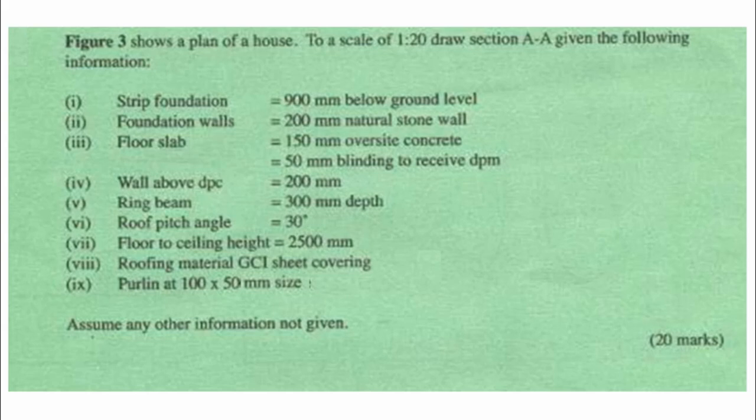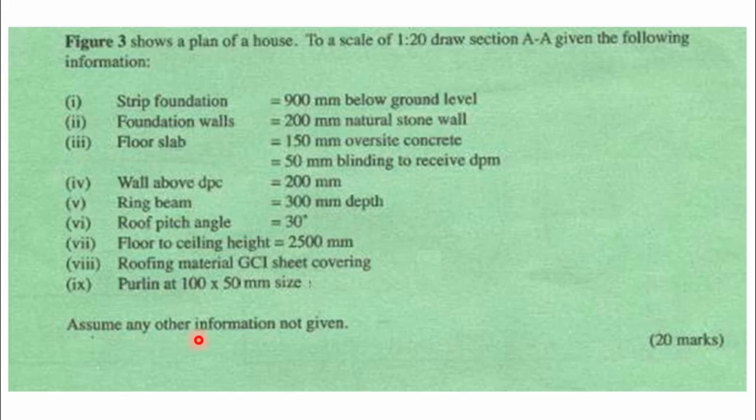Then measure 2100 millimeters to reach the bottom of the ring beam. And since we have been given the 300 as the depth of the ring beam, we can measure 300 going upwards from 2100, and we shall be able to get the ring beam in place. And then we have the floor to ceiling height. That will give us the wall plate level, and once we reach the wall plate level, we can place our wall plate and then have our roof pitch at 30 degrees being given the rafters.